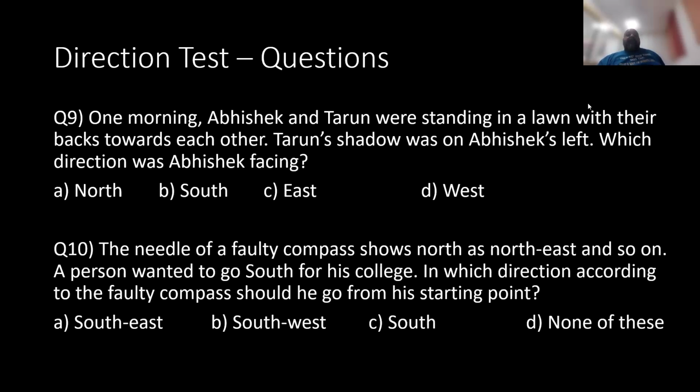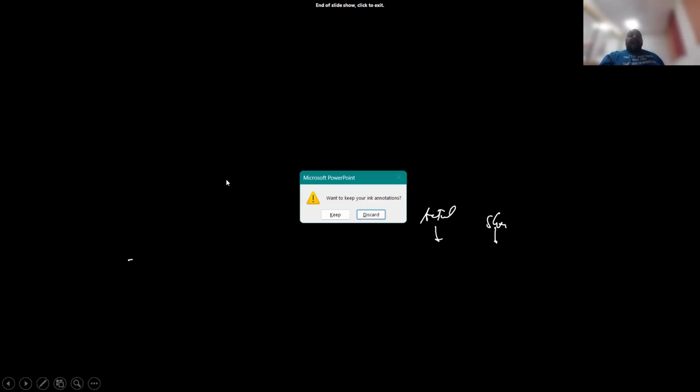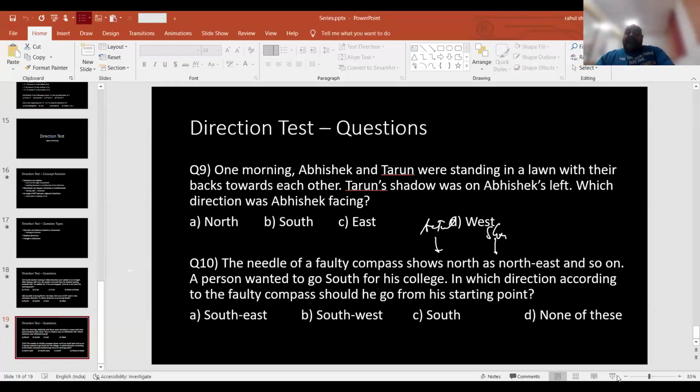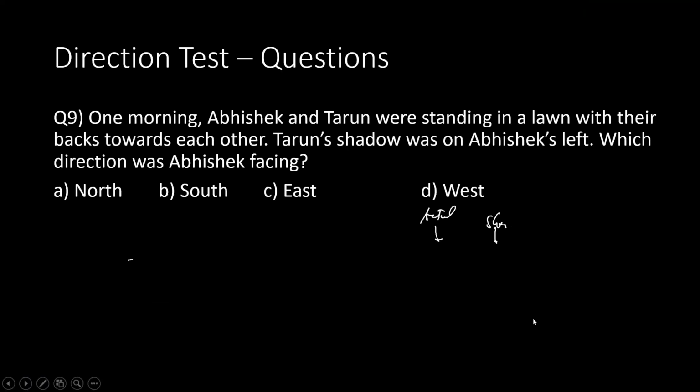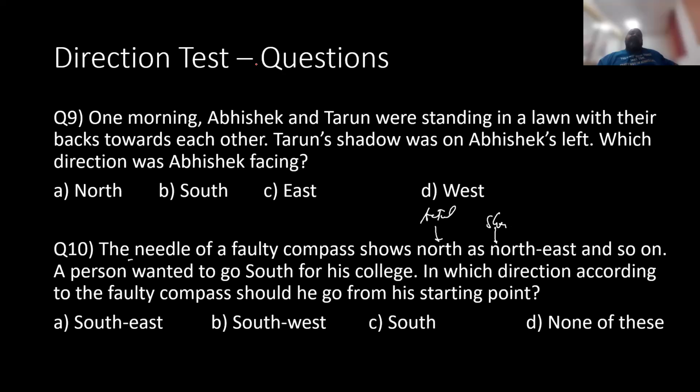Look at this one. The needle of a faulty compass shows north is northeast and so on. So it shows north. This is the actual direction, but this is what it shows. A person wants to go south for his college. In which direction, according to the faulty compass, should he go from his starting point? So southwest. Let us draw the compass.